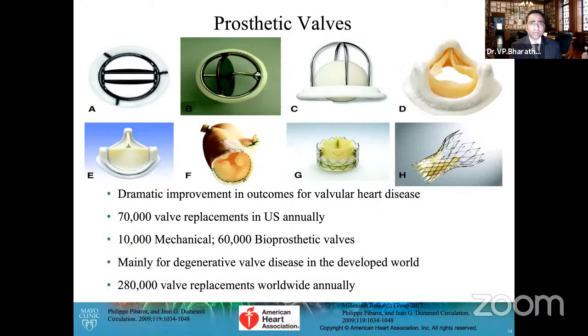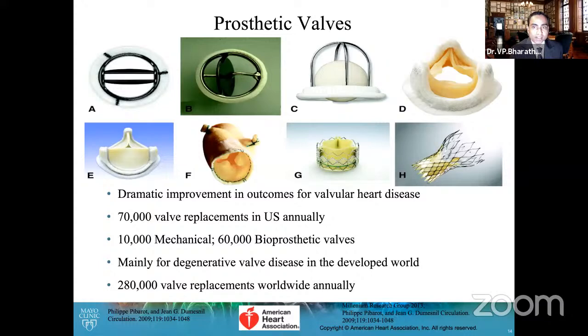Since I'm talking to cardiologists, I don't think I need to go into detail about prosthetic valves. Just to mention, these have resulted in dramatic improvements in the outcomes for people with valvular heart disease. This data is a decade old, but there are 70,000 valve replacements in the US annually, 10,000 mechanical, 60,000 bioprosthetic valves. Here in the US at least, most of them are due to degenerative valve disease. Around 300,000 valve replacements are done worldwide.